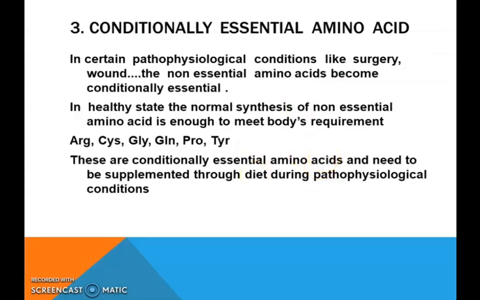The third category is conditionally essential or indispensable amino acid. From the name it suggests it becomes essential under certain conditions like surgery, wound, thermal injury, sepsis and so on. But in a healthy state, these non-essential amino acids are synthesized in the normal manner. When certain conditions like surgery or wound arise, they must be supplied through diet. What are these conditionally essential amino acids? They are Arginine, Cysteine, Glycine, Glutamine, Proline and Tyrosine.